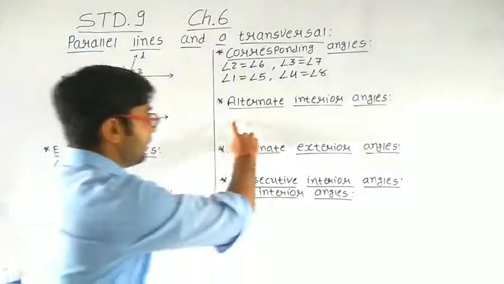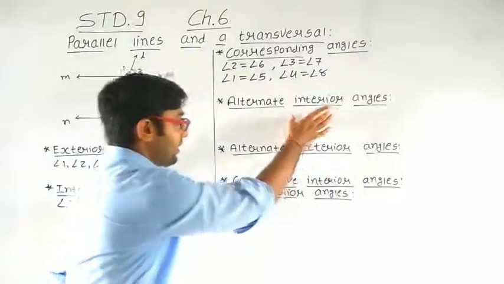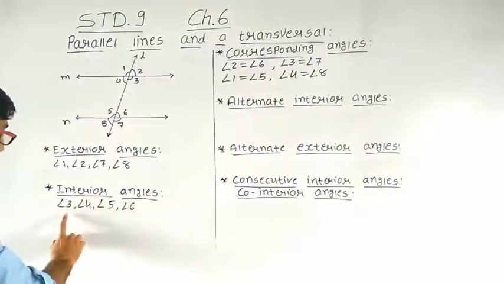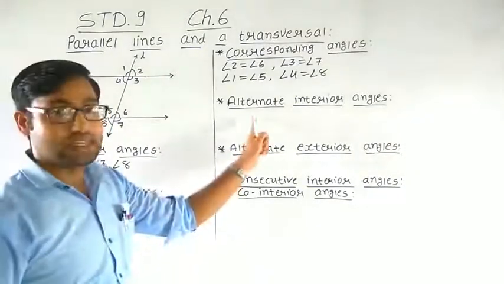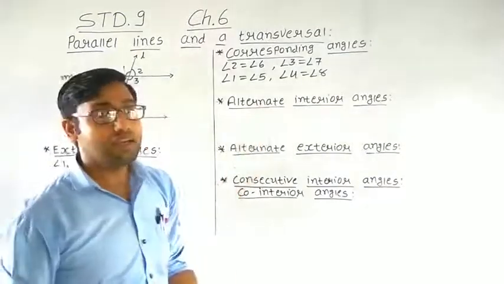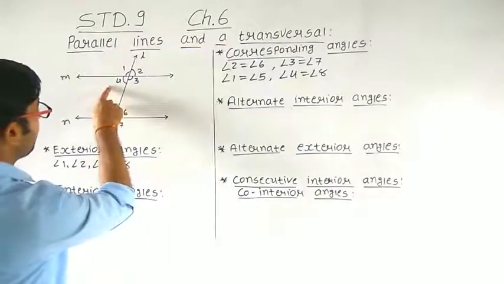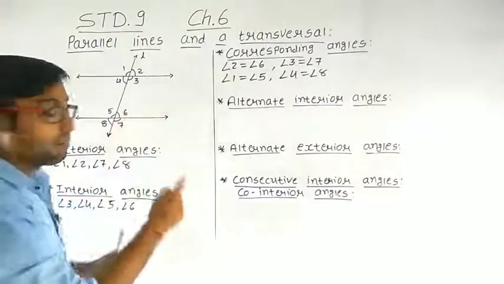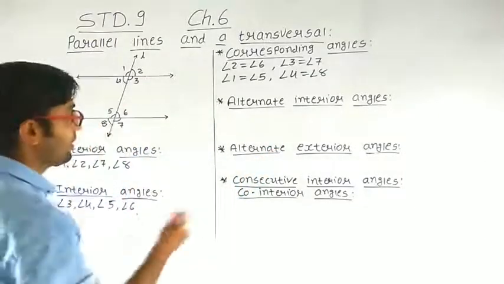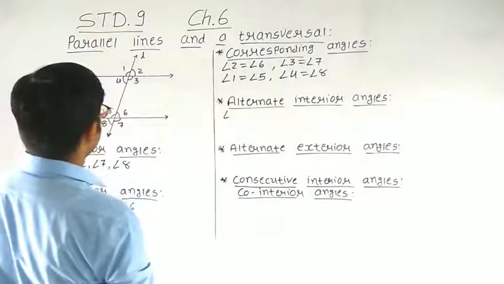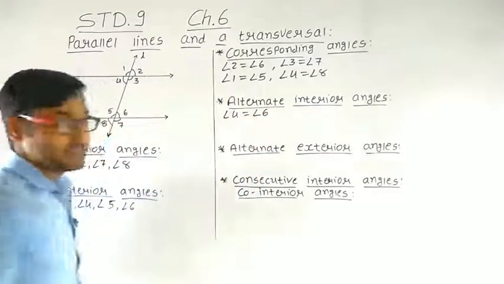Now the next type is alternate interior angles. The word used here is interior, and we know that the interior angles are 3, 4, 5 and 6. Between these four angles there are some relations, and those are called the alternate interior angles. Alternate means if we consider angle 4, then 6 is called the alternate, because one angle is at the left hand side and one is at the right hand side. So here there is a pair of alternate interior angles, that is angle 4 is equal to angle 6.